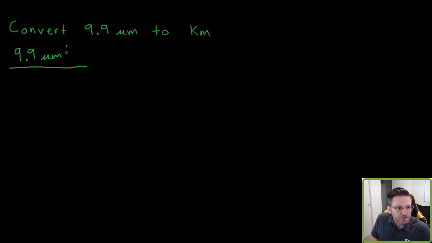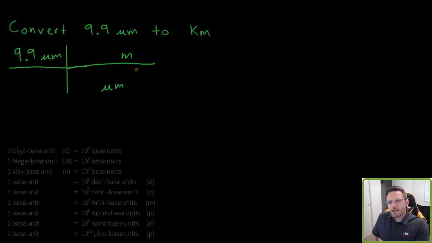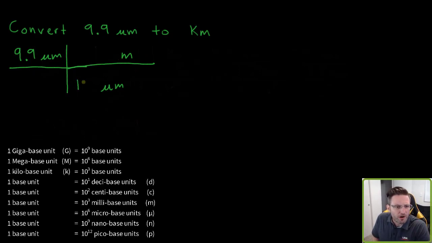Now we're going to start by converting that to our base unit for length, which is the meter. We have micrometers at the top here, so we want micrometers at the bottom. That means we need meters at the top. Looking at our conversion table, we see that there are 10 to the 6 micrometers for every 1 meter.